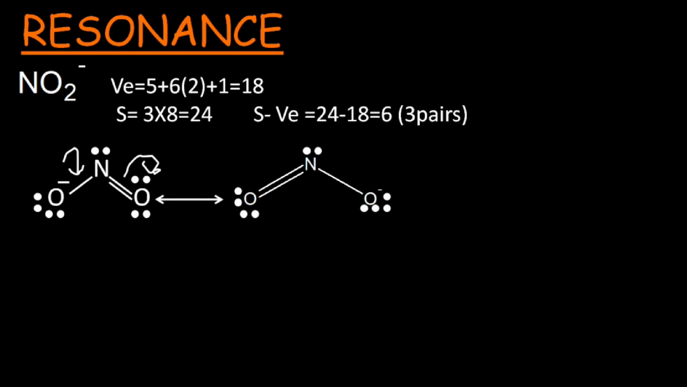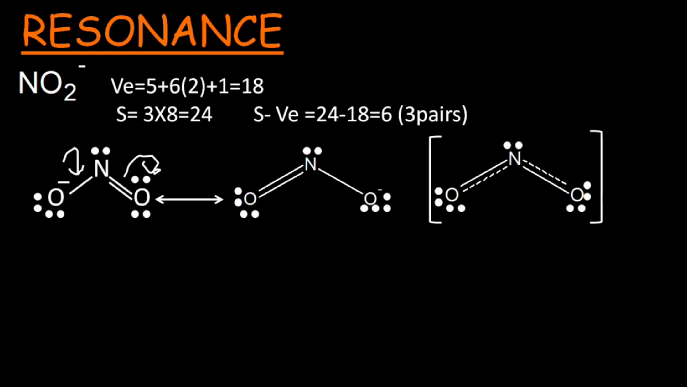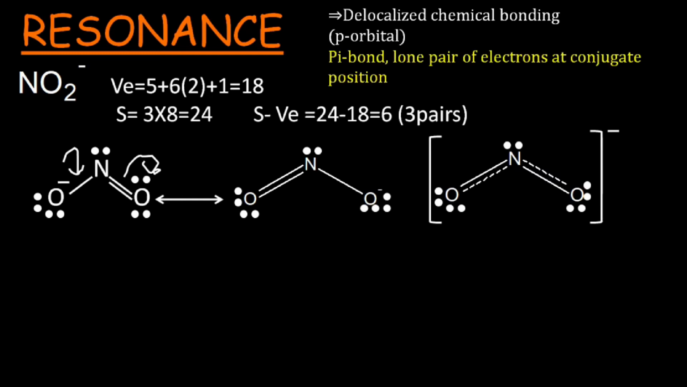The actual structure of nitrite ion is the hybrid of both canonical forms. The dotted line is showing the delocalized chemical bonding, and this whole structure gets a negative charge on it. From this, we can conclude that resonance is a delocalized chemical bonding phenomenon involving p-orbital, and there must be a pi bond or lone pair of electrons at conjugate positions.